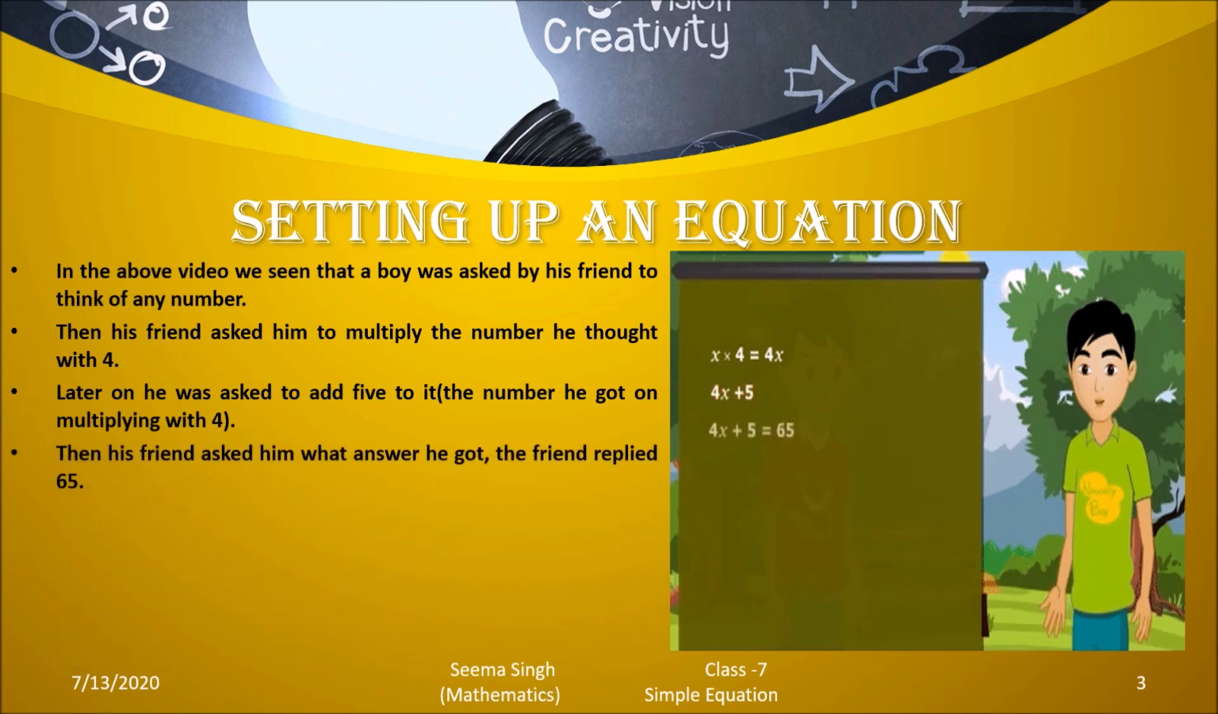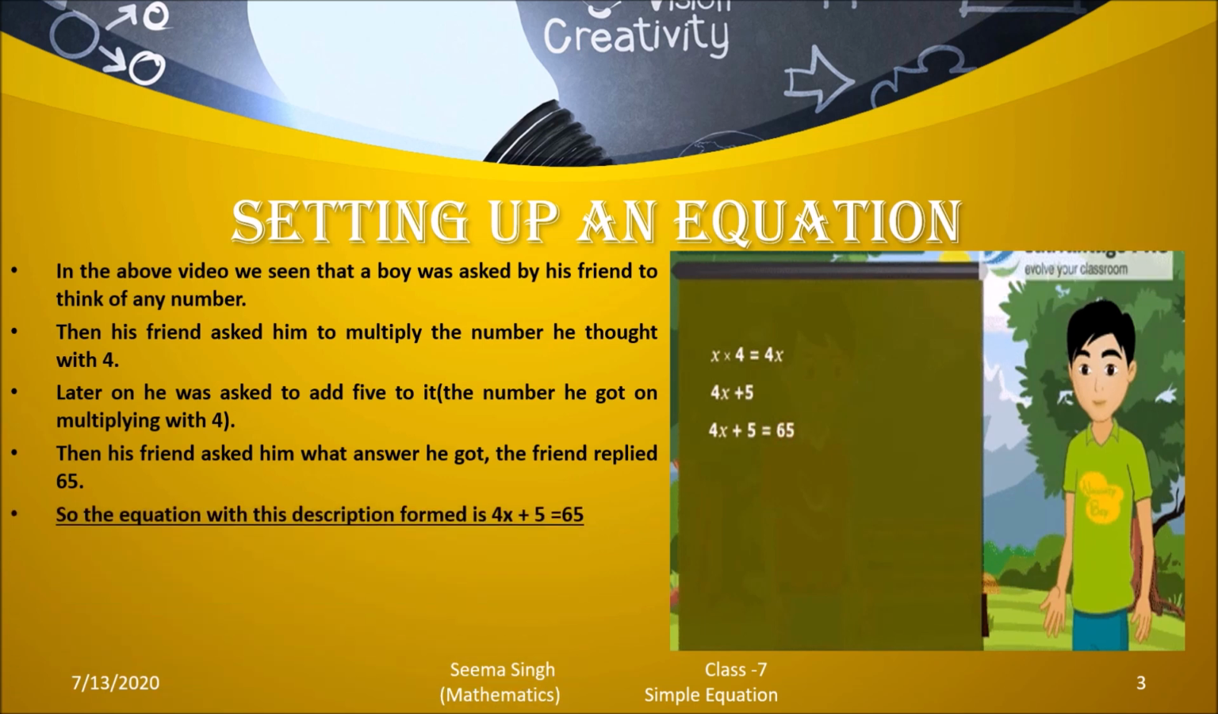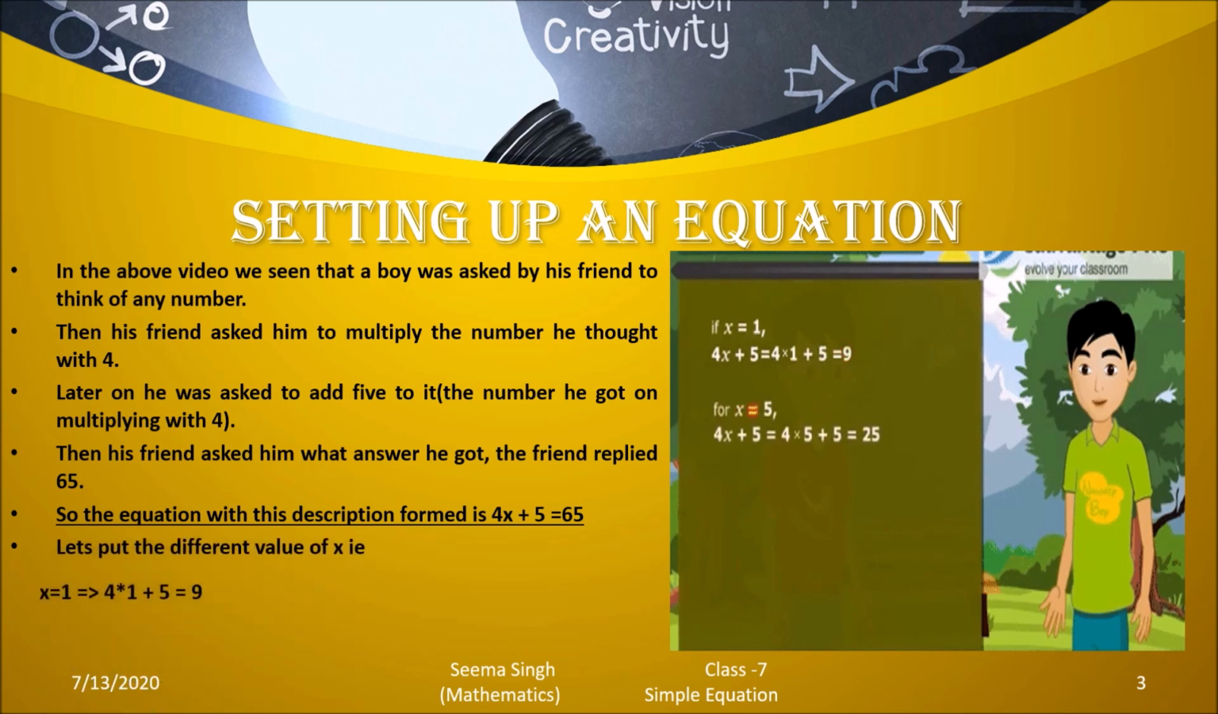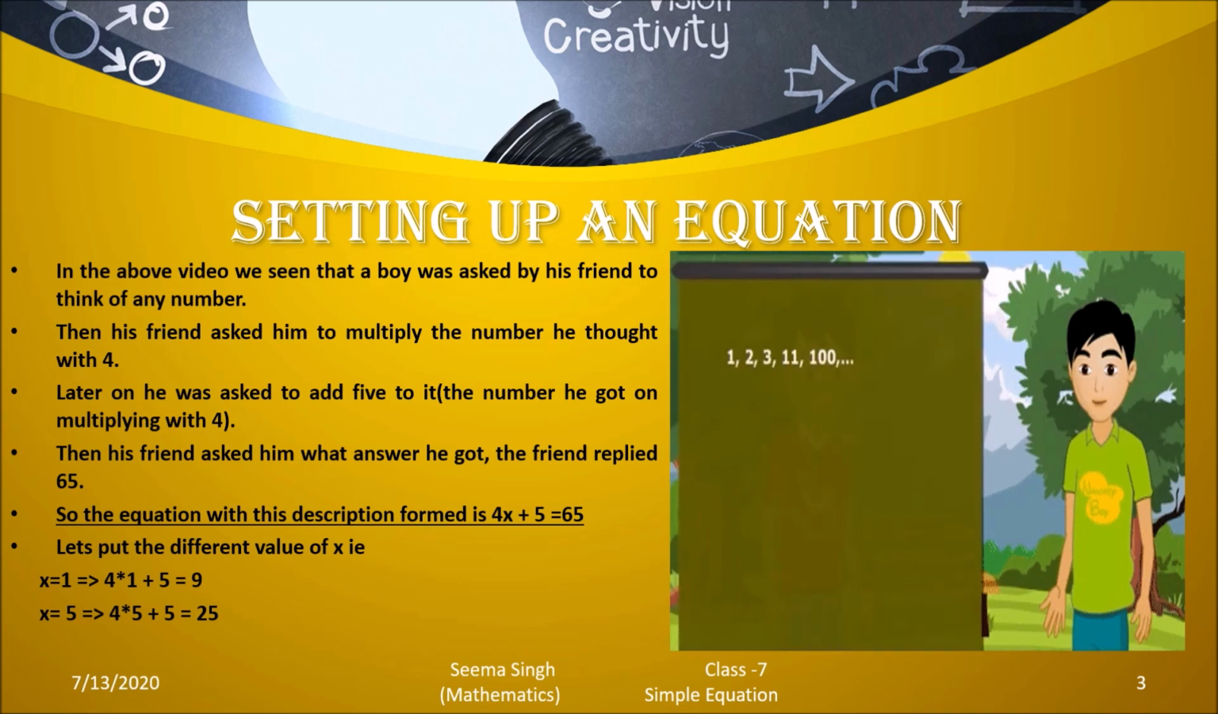Then he asked his friend, what answer you got finally? He said that it is 65. So the equation became 4x plus 5 is equal to 65. Now, this is the equation that we got. Now let's try to understand how we can calculate the value of x. Let's put the value of x as 1. We get the value 9. And on putting the value as 5, we get the answer as 25.